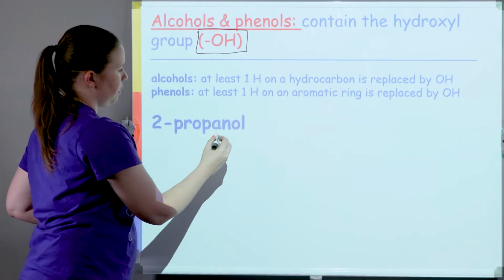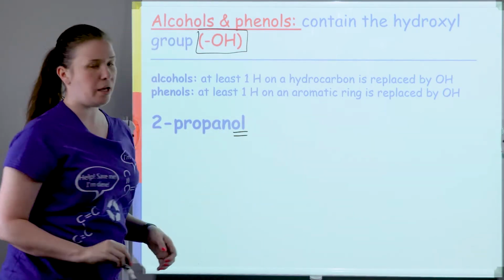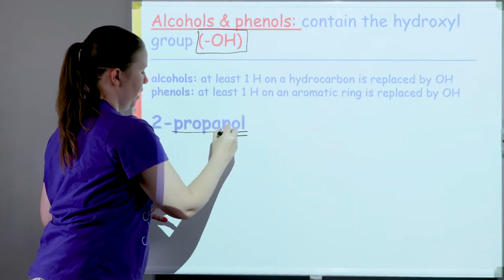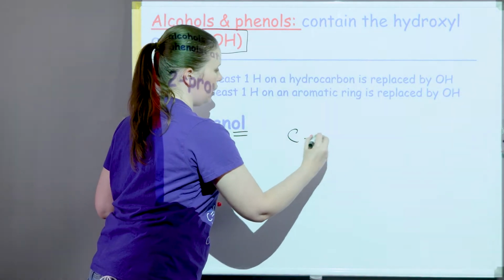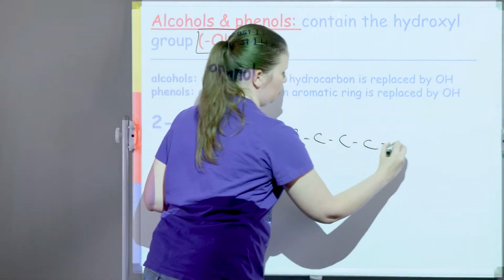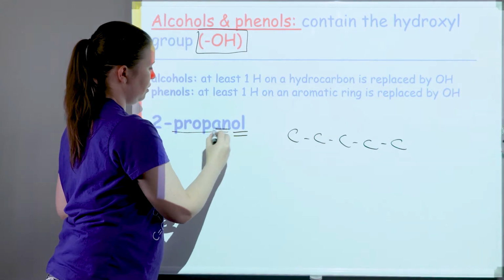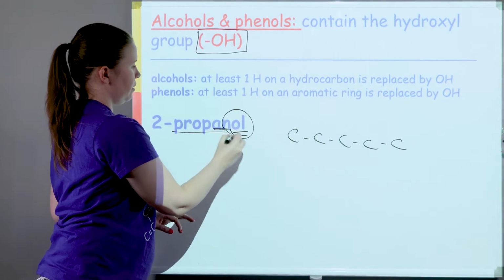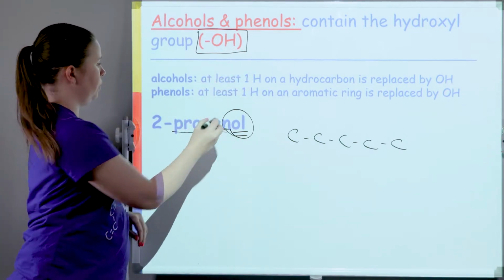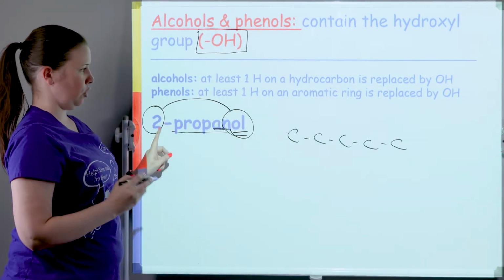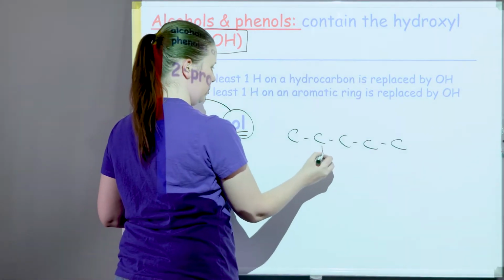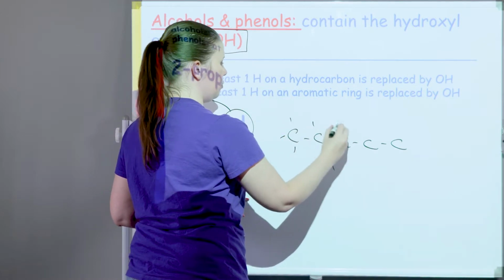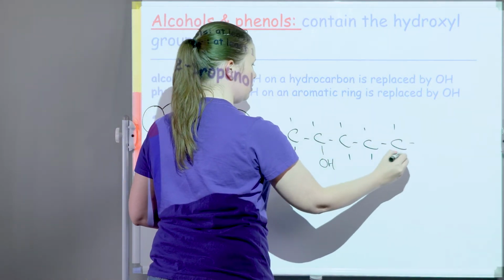So notice the ending of the name changed here a bit, the OL instead of just ending with an E. Let's start based on propane, which we've done before. And then because of the A, propane, all single bonds. The OL tells me that I want to add in this OH group, and I'm going to put it on the second carbon. So I'm going to go into the second carbon and attach an OH group. Then I'm going to fill up the rest of the carbons with their hydrogens.